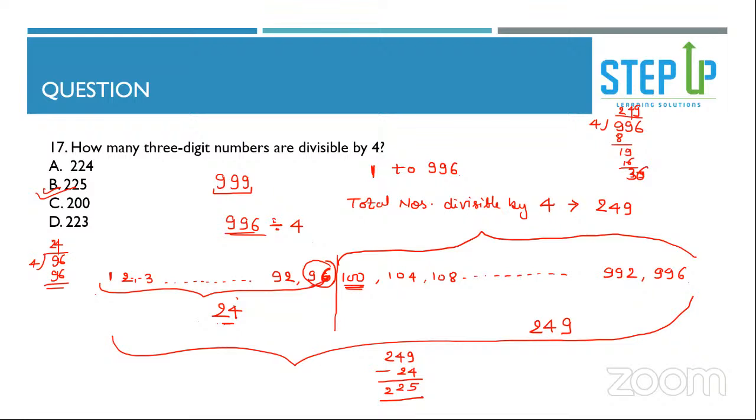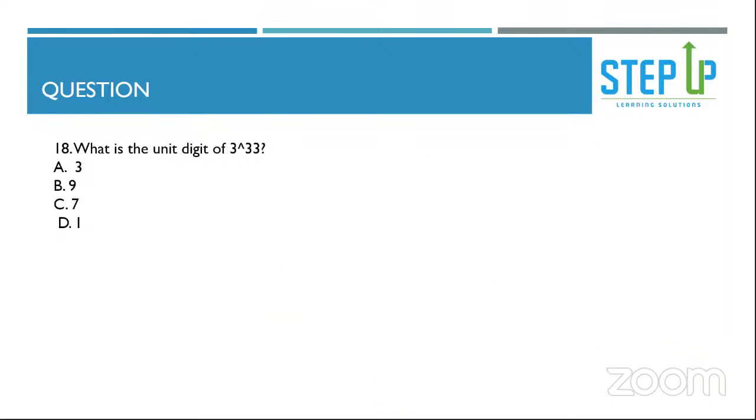I hope 20 seconds are over. So we'll move. Okay, we have discussed this yesterday. What is the unit digit of 3 to the power 33? We have discussed this already. 3 to the power 33. What is the first step? Okay, try quickly. I'm waiting for your answer.